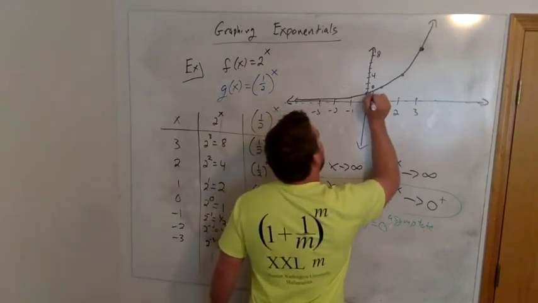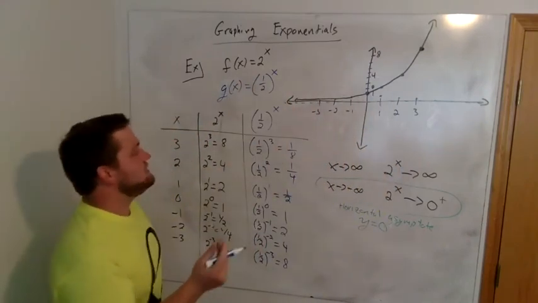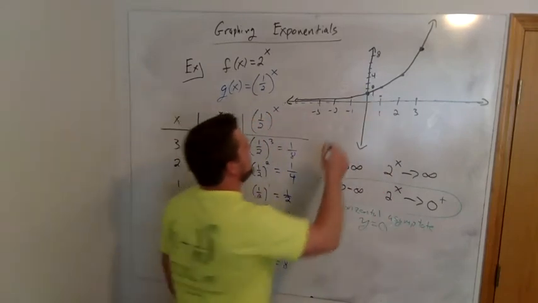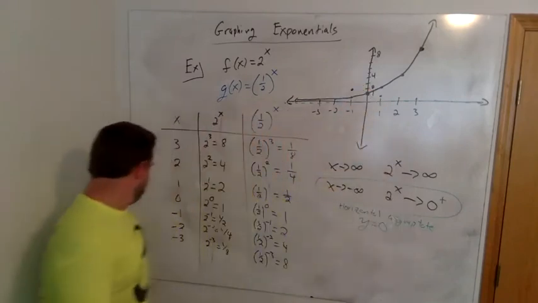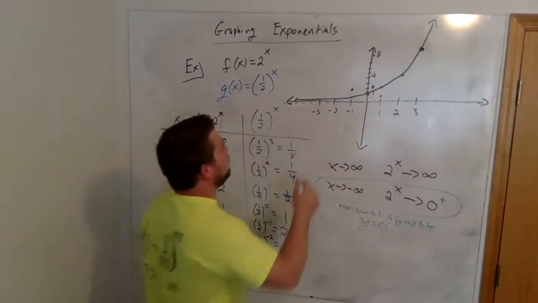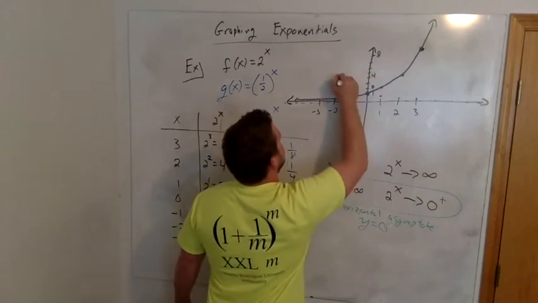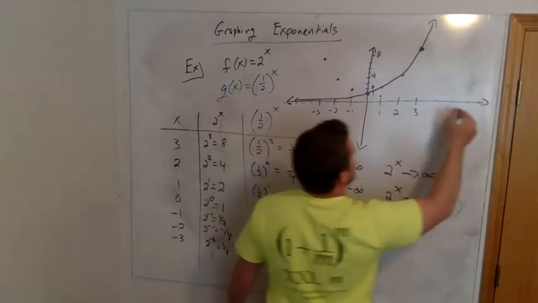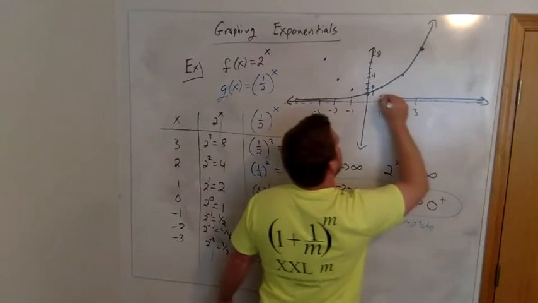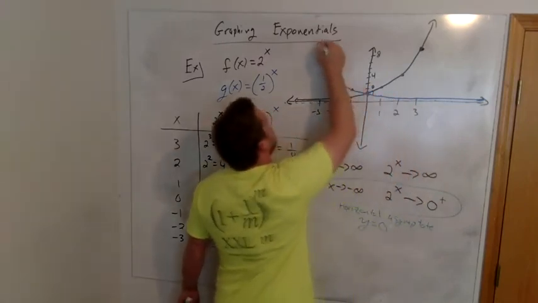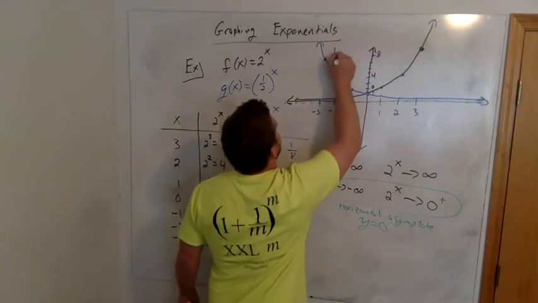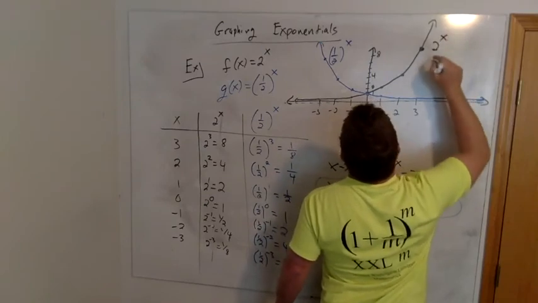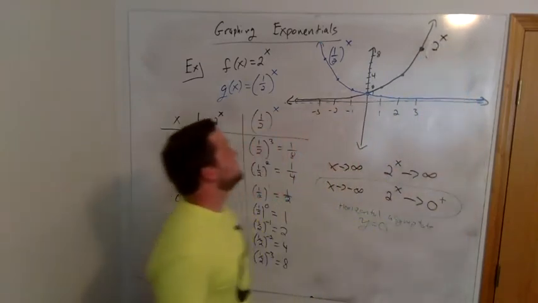Not surprising. All simple exponential functions, anything b to the x, will always have the point (0, 1) on it. If we plug in -1, we get out 2. If we plug in -2, we get out 4. If we plug in -3, we get out 8. So we have the graph of 1/2 to the x. Let's write this. This is 1/2 to the power of x. This is 2 to the x.